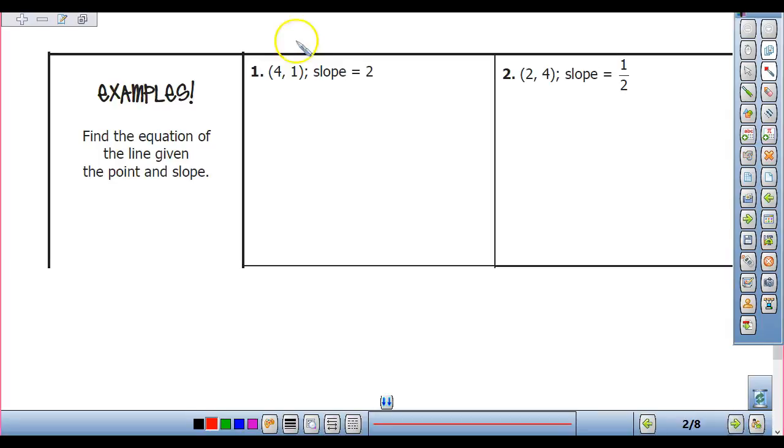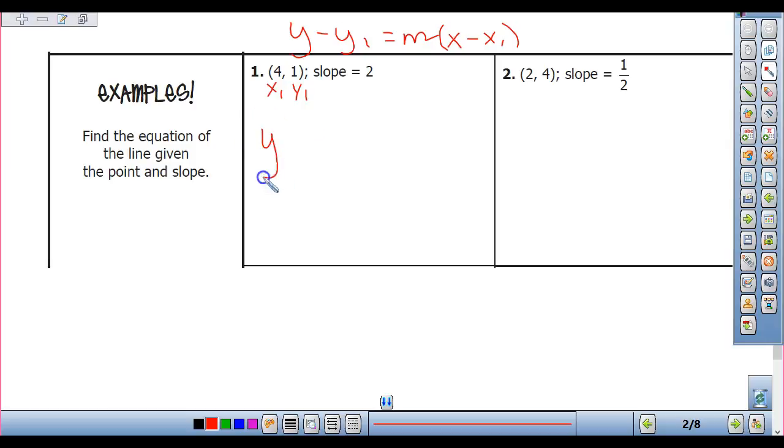Okay, so I know it's at the top of your paper. I'm going to write it at the top of my slide. All right, so remember that we can label our points x1, y1, right? Okay, so now we're just plugging into the formula.